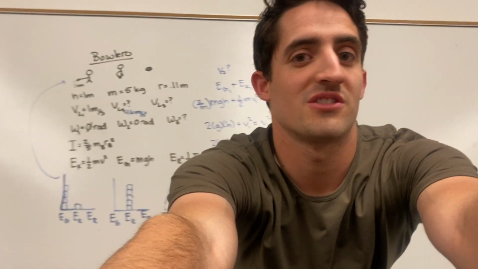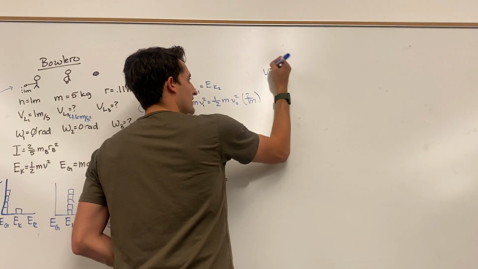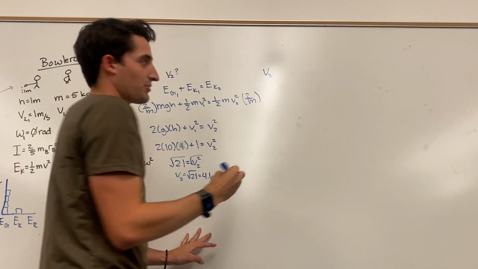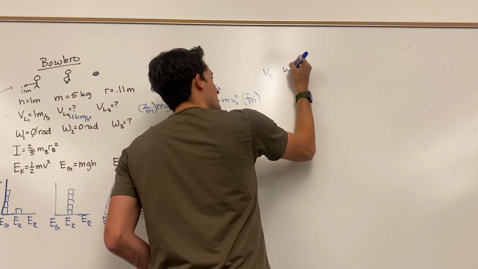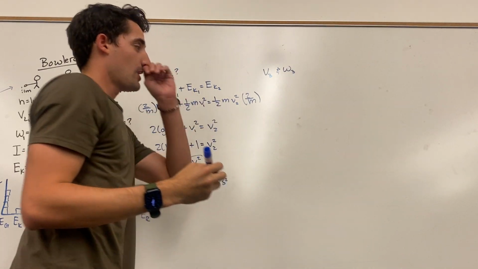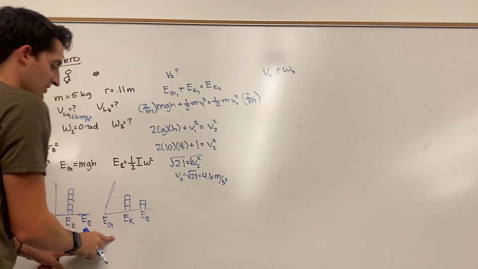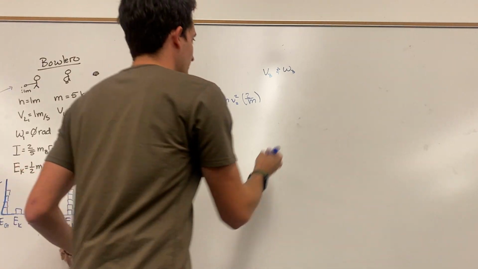Now we're going to move this right over to here. We're going to find linear velocity 3 and rotational velocity 3. Okay? So how do you think we're going to find these? Guess what? Let me tell you. We already have these energy bar charts to help us out.